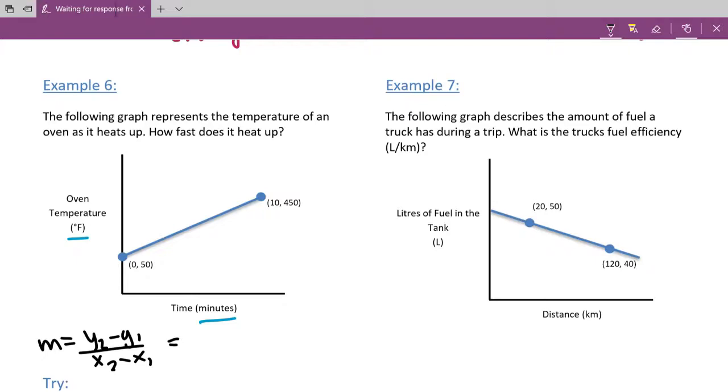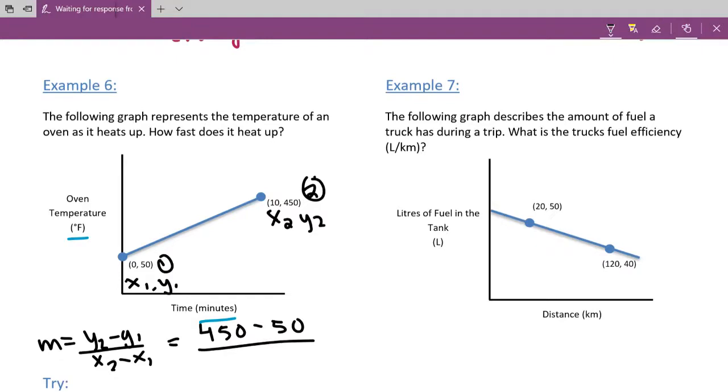So when I'm looking at these points, I'm going to call my first point point 1, which means that these coordinates are x1 and y1. And if I call this latter point, we read graphs left to right, just like we read books, point 2, then this becomes my x2 and my y2. So I take y2 first. I take my last y value, 450 degrees. That's the temperature that my oven ends at. And I subtract where it started. It started at 50 degrees. Your house is not 0 degrees Fahrenheit, I hope.